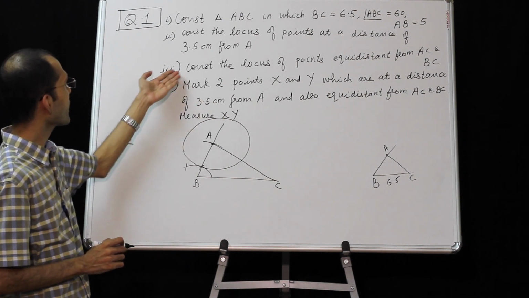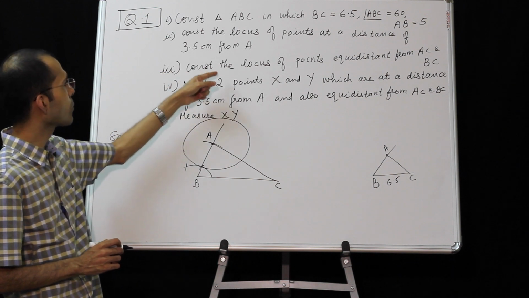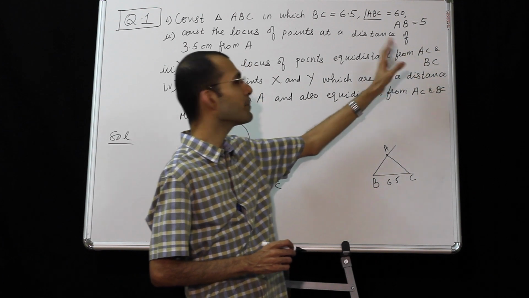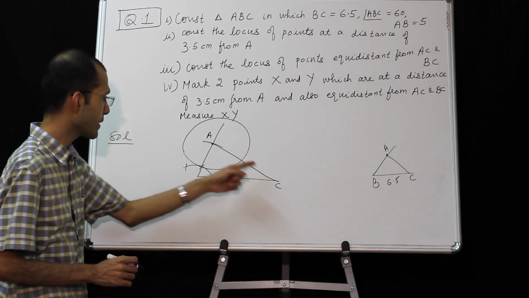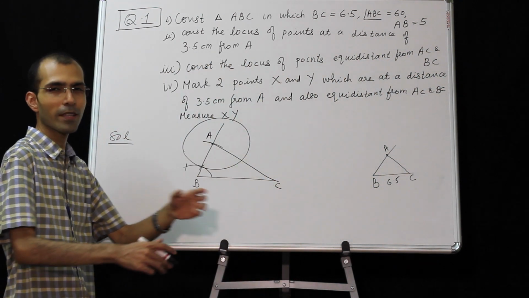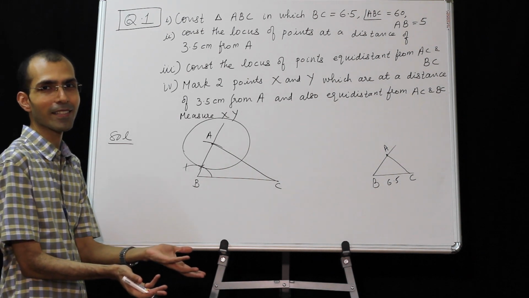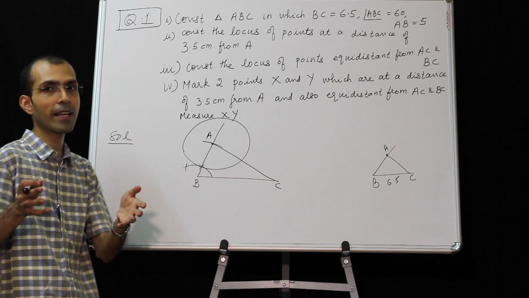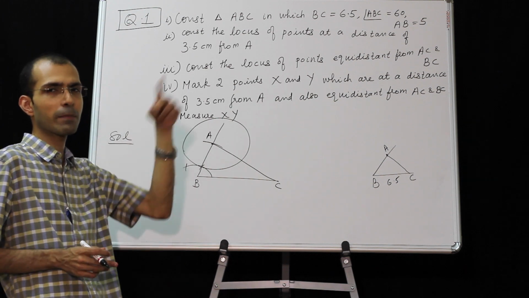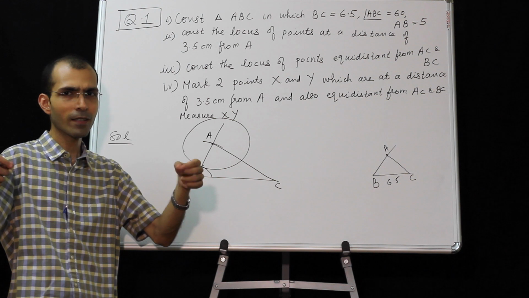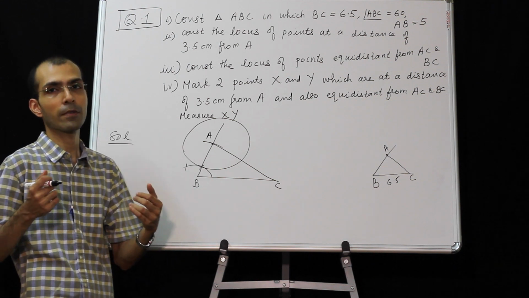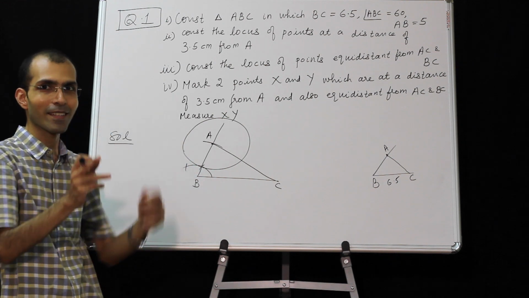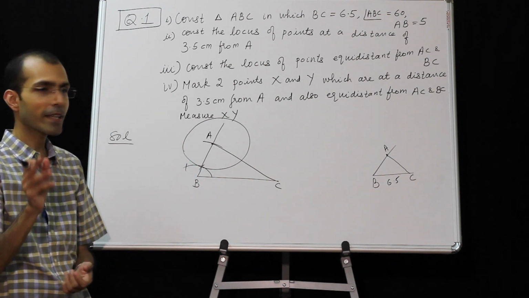Now next condition, construct the locus of points equidistant from AC and BC. This is AC, this is BC. So they are two intersecting lines. Recognize the concept. Is it concept 1? From two fixed points? No, it is a second concept. Locus of a point equidistant from two intersecting lines. What will it be? Angle bisector.